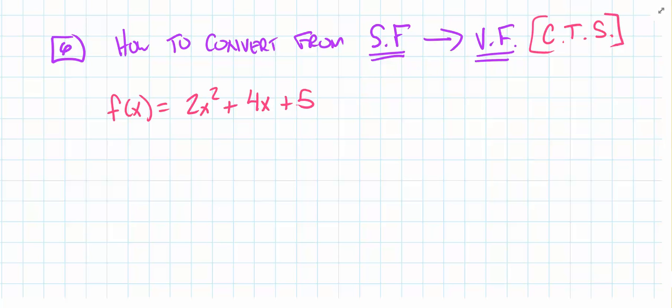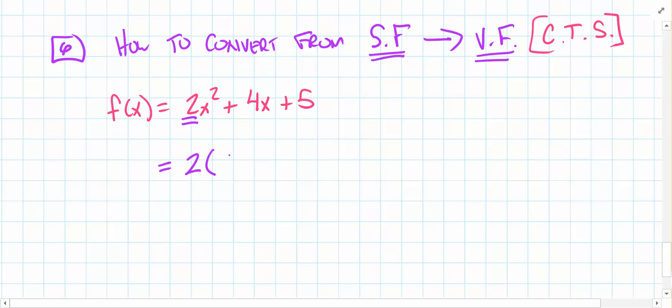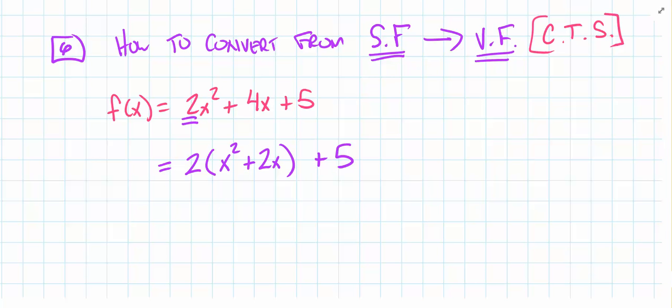The first thing we want to do is make sure that our leading coefficient is a 1. So I'm going to factor out a 2, and that gives me 2 times x squared plus 2x, and then finally plus 5. No magic yet, right? Nothing crazy. The reason is because you want to create what's known as a perfect square trinomial on the inside of the parentheses. It's very, very simple.